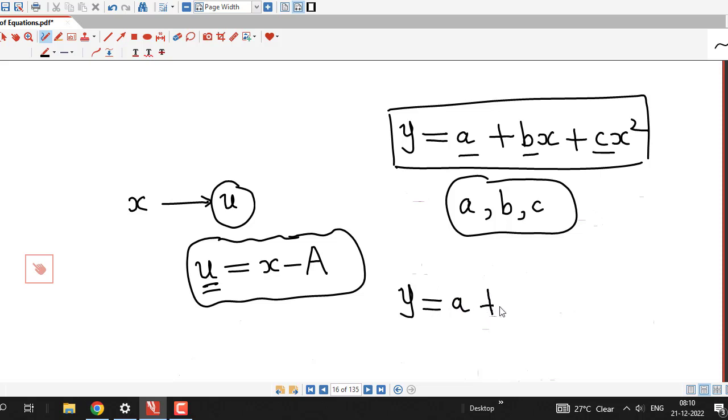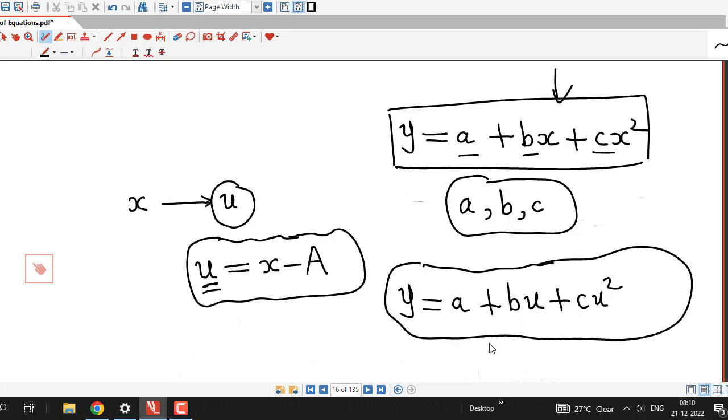and we will start by assuming this form of the parabola. Instead of x, we will use u: y equal to a plus bu plus cu square, and we will solve the corresponding normal equations for these variables u and y. After finding a, b and c, we will again put the value of u in terms of x minus A, so that we get the original form of the parabola in terms of x and y. So this is another approach to find the parabola of best fit, or to fit the appropriate parabola to the given data.